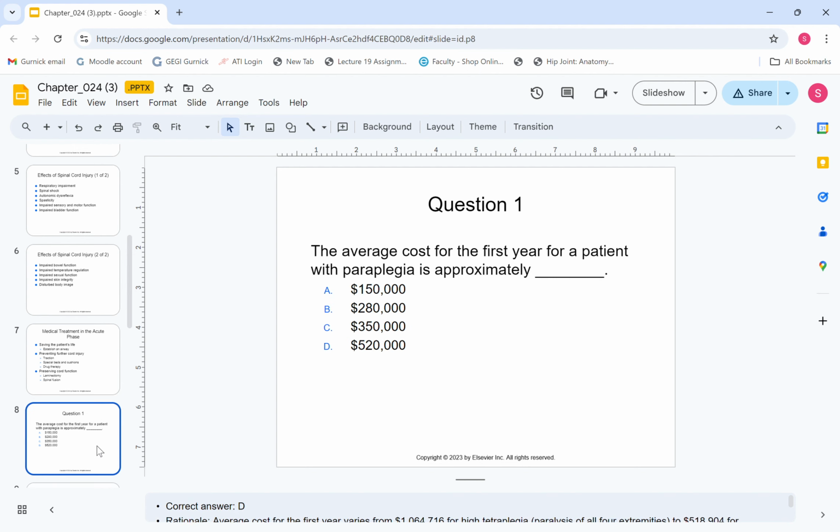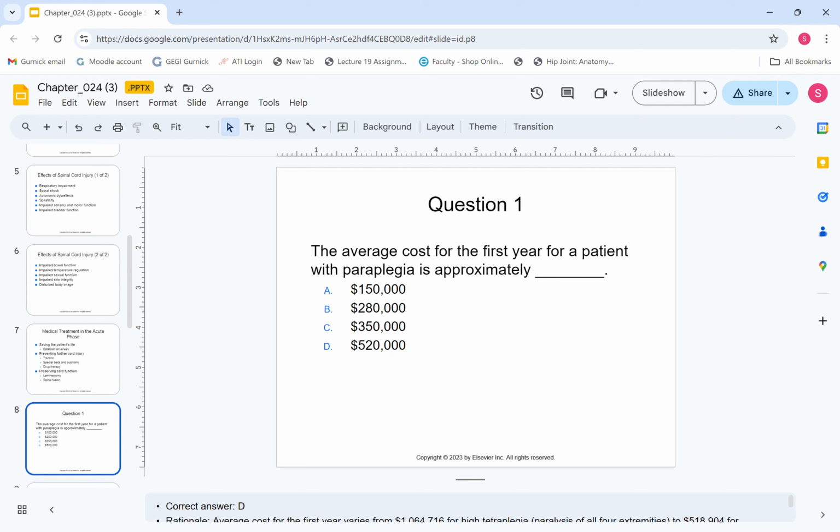All right, question 1. The average cost for the first year of a patient with paraplegia is approximately how much? All right, and the answer is D, about $500,000, right? And I'm sure that cost has increased since the authors of your book wrote their book, right?